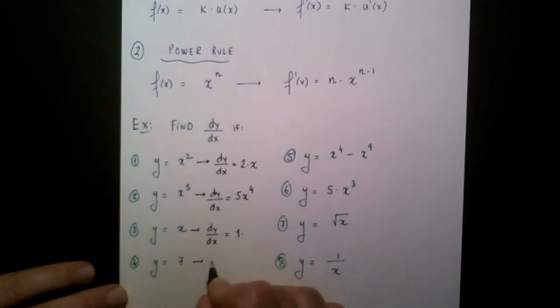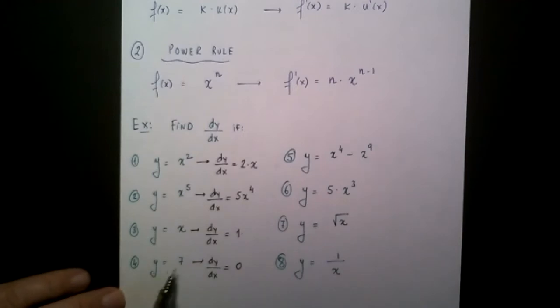Okay. 4, what is it? 0. 0, because this is like 7 times x to the power 0, and x to the power 0 is 1. You put the 0 in front, you get times 0. So this is 0. So right here, I understand that the derivative of any constant is 0, which makes sense because it's a constant function, so it's flat, and so the slope is 0. We know that.